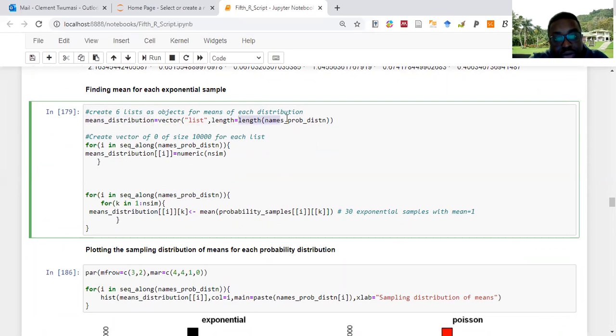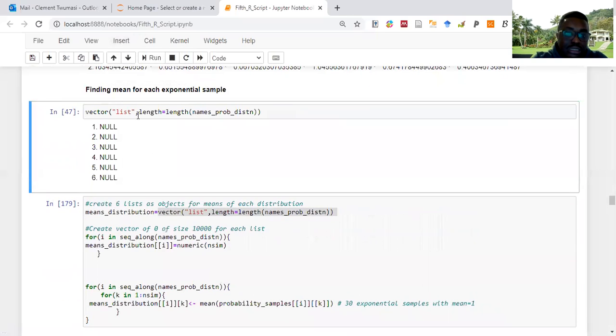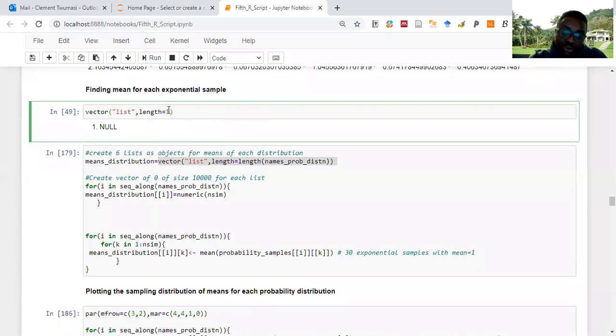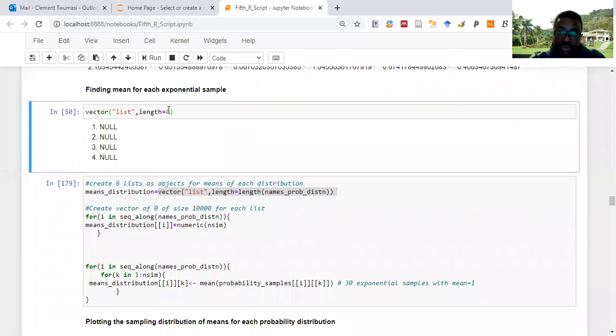So here I'm also creating 6 different lists. If I run this, you see it has created 6 different lists. Ideally, if I wanted to create just a single list, I could have just written list in brackets like this, and that would create a first list. If I want to create 1, I can equally put 1 here. If I want to create 5 different lists, I put that here.